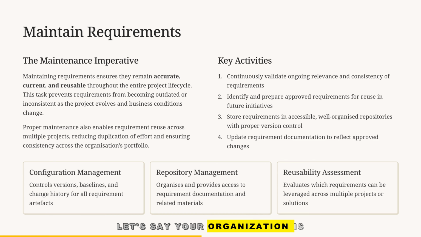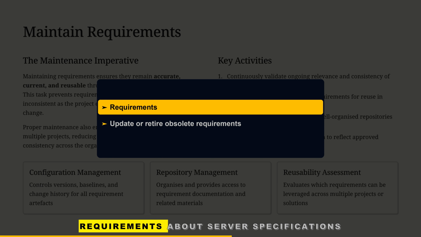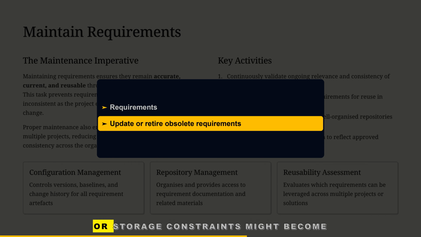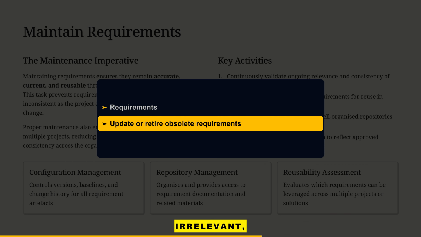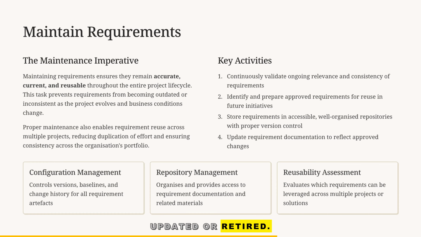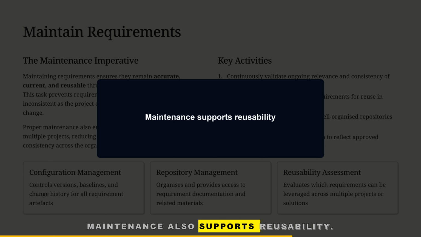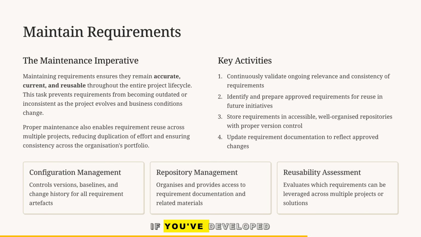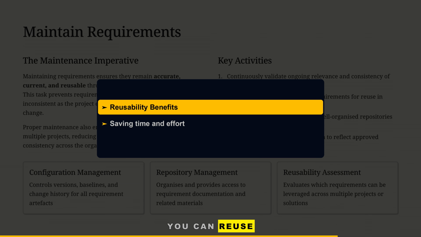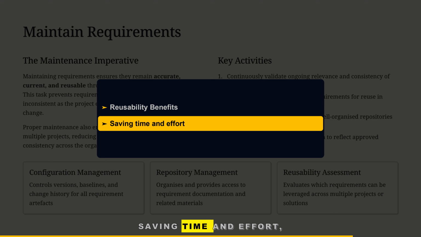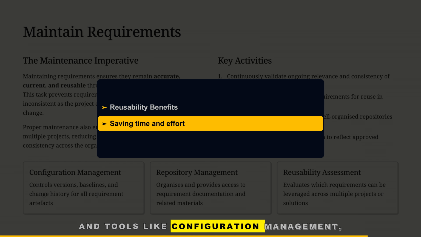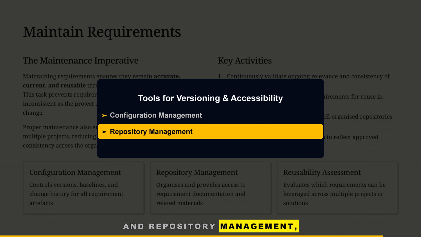Let's say your organization is migrating from on-prem systems to the cloud. Requirements about server specifications or storage constraints might become irrelevant, so they need to be updated or retired. Maintenance also supports reusability. If you've developed a well-tested login requirement for one application, you can reuse that for another, saving time and effort. And tools like configuration management and repository management help ensure proper versioning and accessibility across projects.